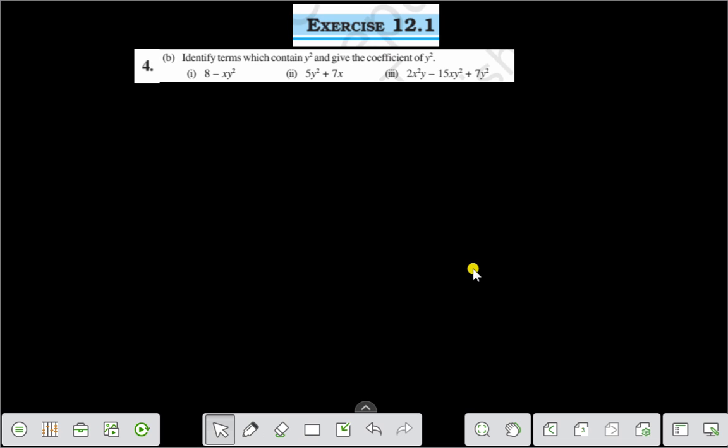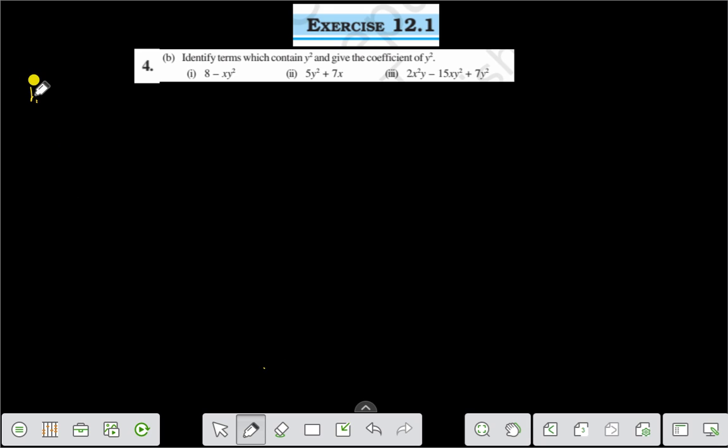Hello everyone. Today we shall discuss exercise 12.1 question number 4b. Identify terms which contain y square and give the coefficient of y square. Let us find. The first one is question number b.